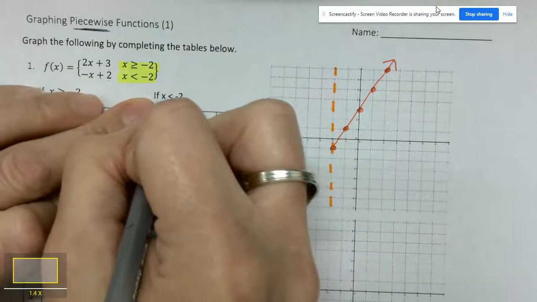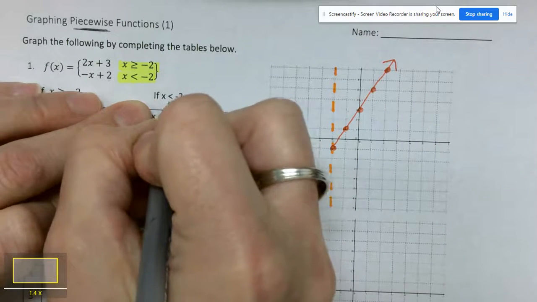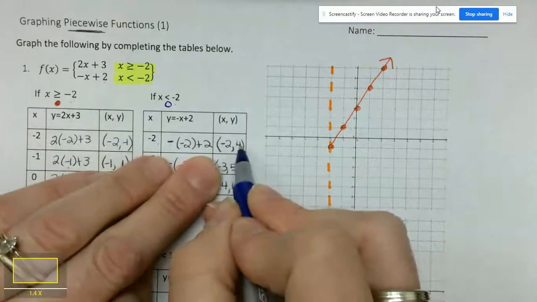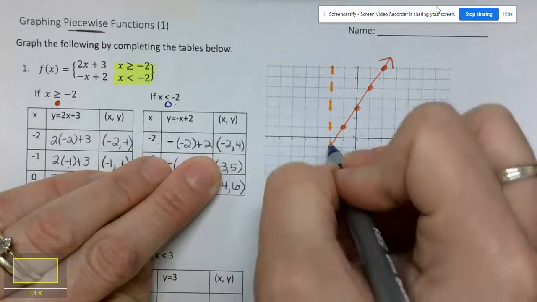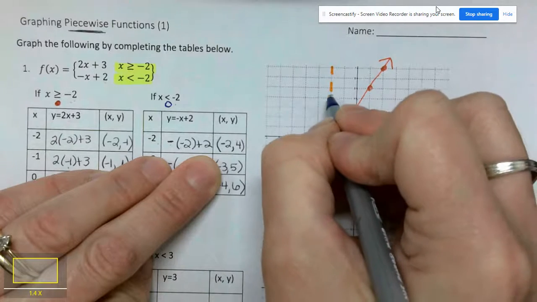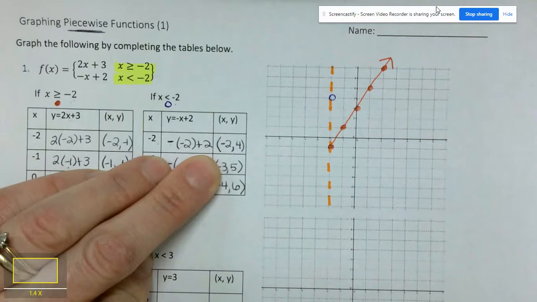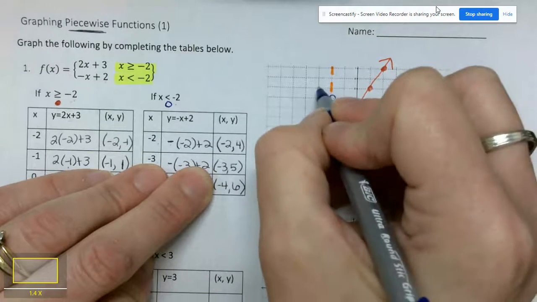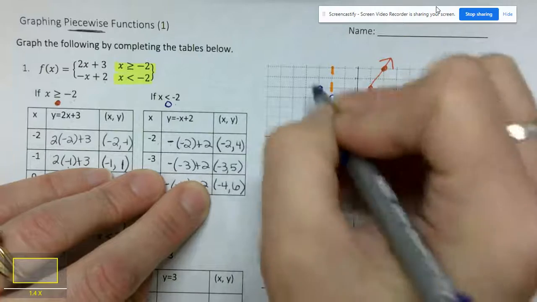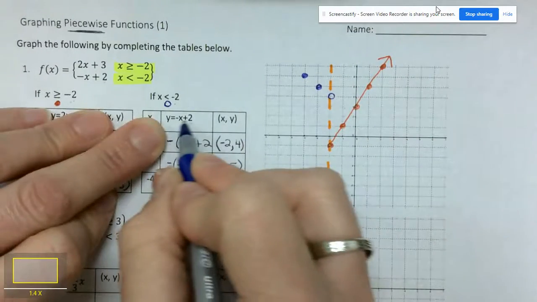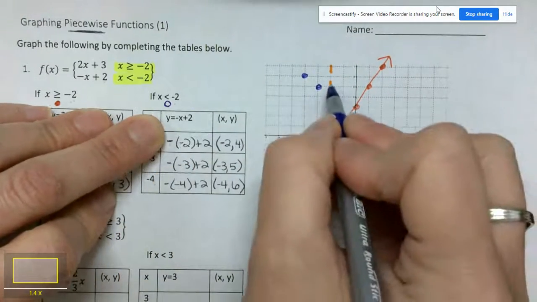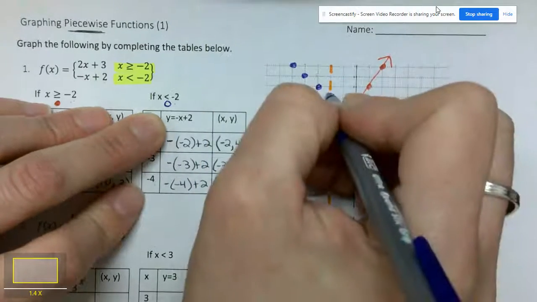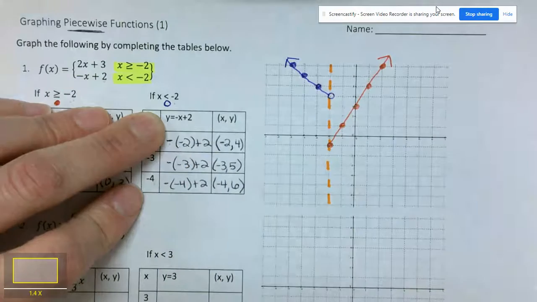This time, since there's no equal to here, it's going to be an open circle. Okay? Where negative 2 is at. So negative 2, positive 4 is going to be an open circle. Then negative 3, 5, negative 4, 6. Now again, this is a linear equation, and so you can tell this is going up 1 over 1, up 1 over 1, up 1 over 1. So this time we have a graph that looks like that.